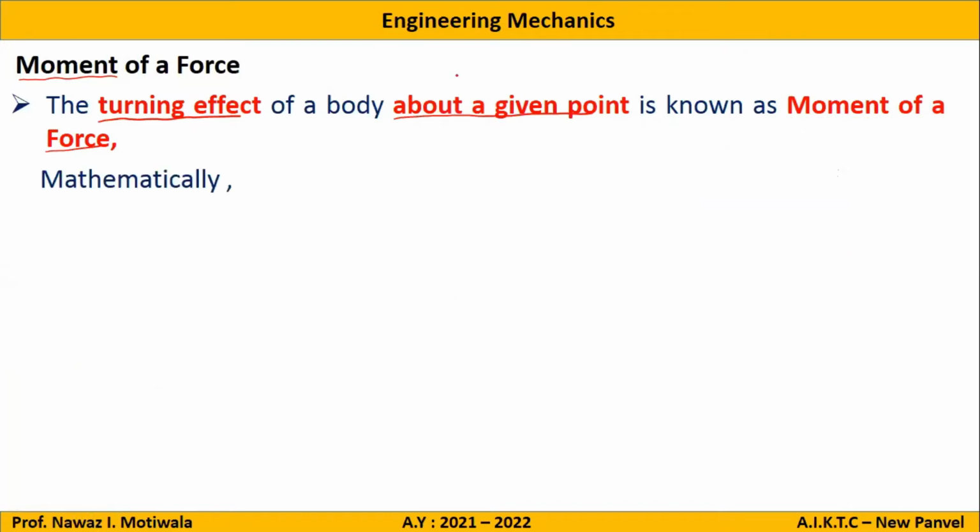Now, if I want to write it in the mathematical form. Now, if I want to find out the value, there should be some mathematical formula. Mathematical formula for moment is equal to force multiplied by perpendicular distance. Again, I will highlight on this word. So moment is force multiplied by the perpendicular distance.